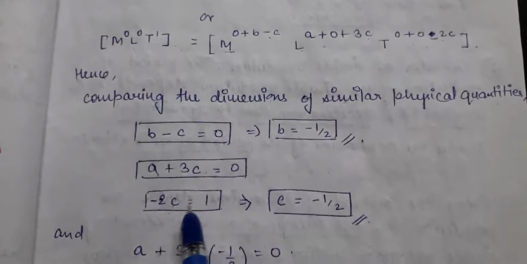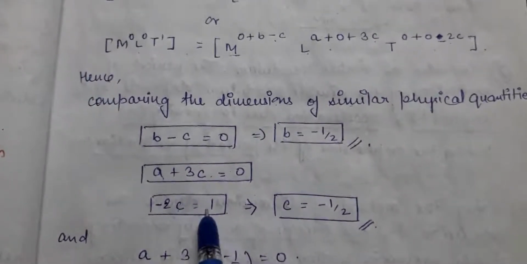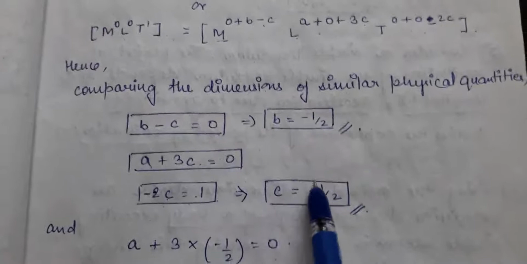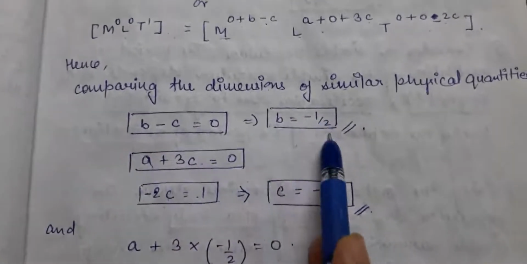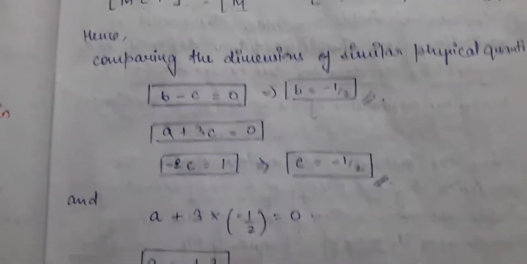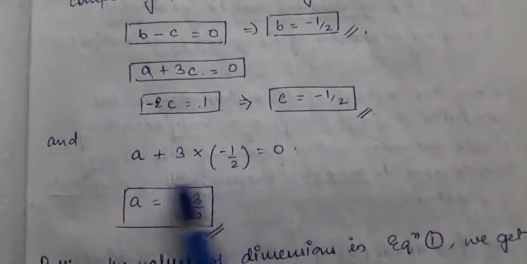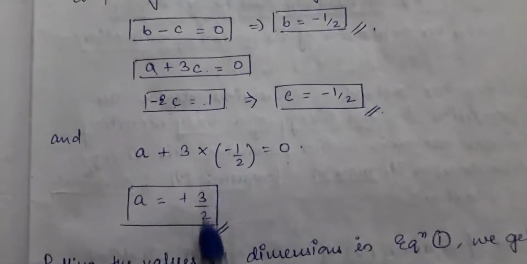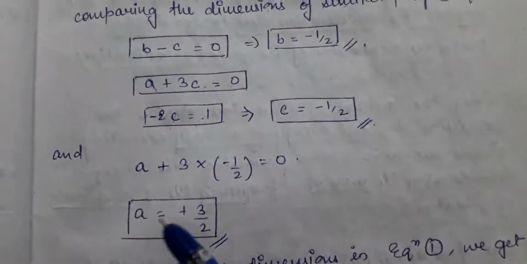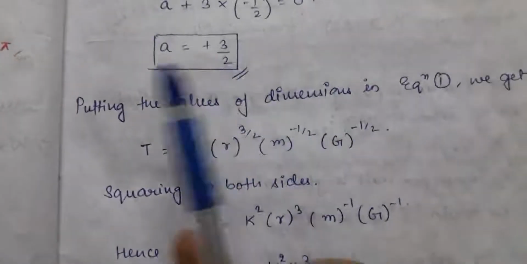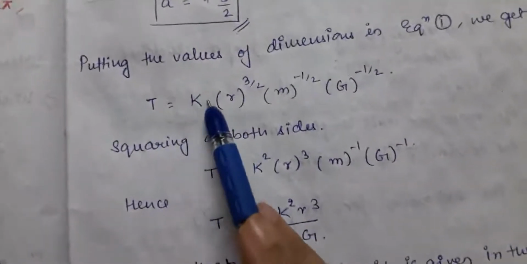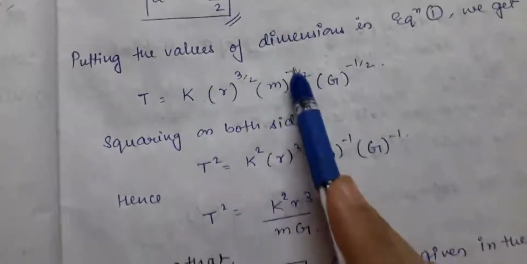From here I can solve, by bringing the 2 in the denominator, C is equal to minus 1 by 2. Putting the value of C in the first equation, I got B is equal to minus 1 by 2. And after solving this, in place of C I can write minus 1 by 2, so I am getting the value of A is equal to 3 by 2. I got all the 3 dimensions, 3 by 2, minus 1 by 2 and minus 1 by 2 for A, B and C. So putting the values in equation number 1, we got T is equal to K R power 3 by 2, M power minus 1 by 2 and G power minus 1 by 2.